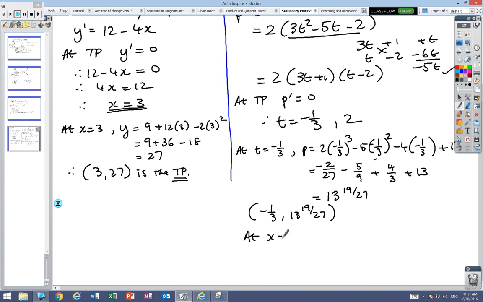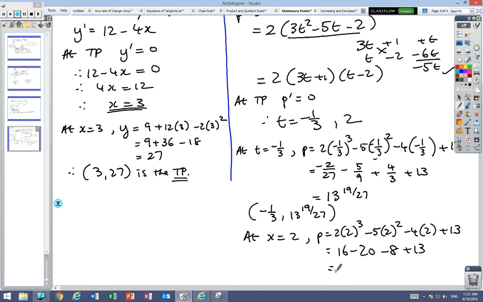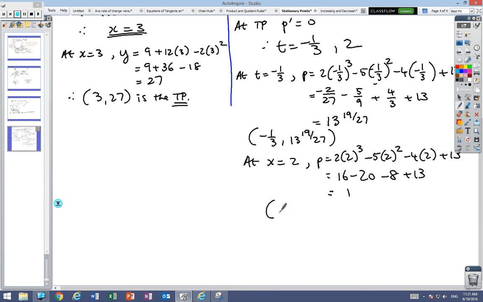At x equals 2, this will be a lot easier. P equals 2 times 2 cubed minus 5 times 2 squared minus 4 times 2 plus 13. This will be easier: 16 minus 20 minus 8 plus 13. Minus 28 plus 29 equals 1. So the second turning point is 2, 1.